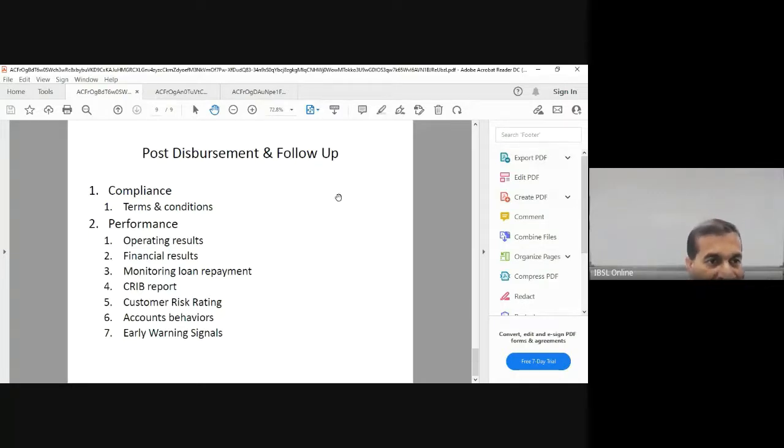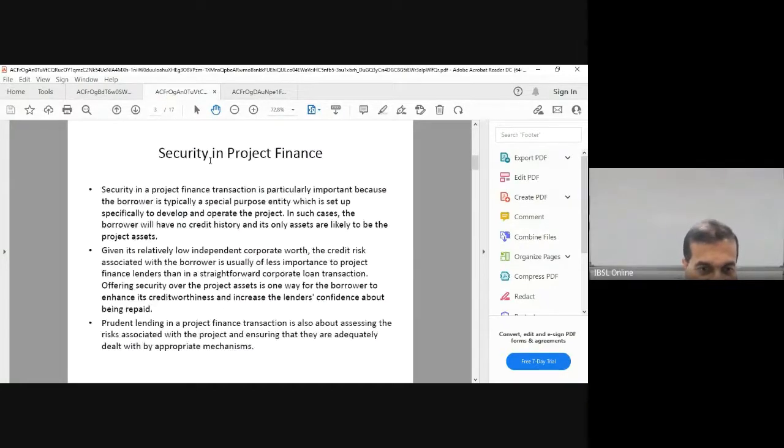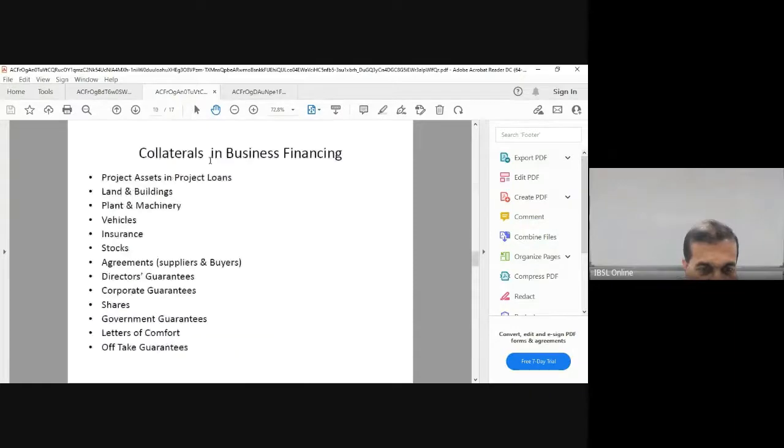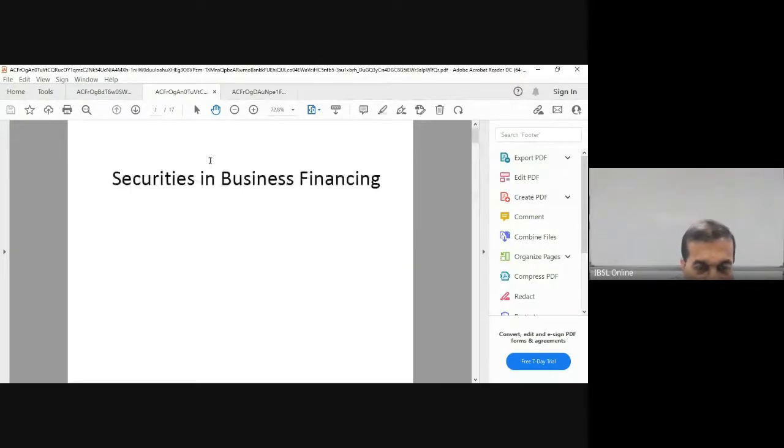Any other questions before I go for the securities? So that's going to be the final presentation for today and for the session itself.